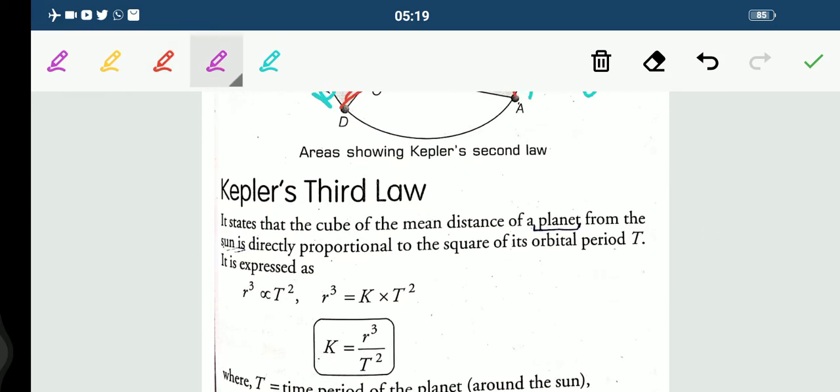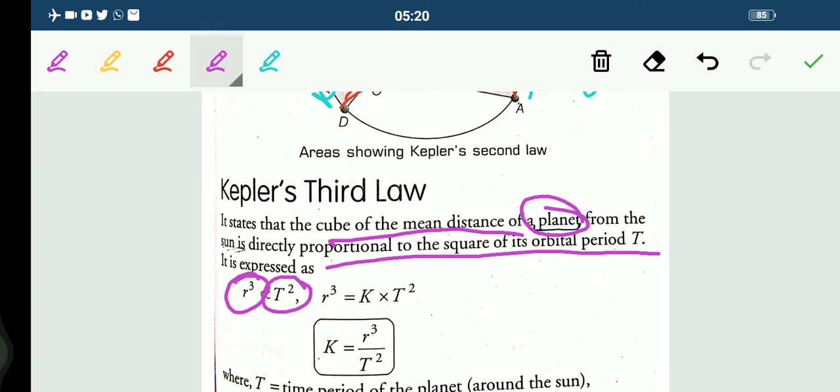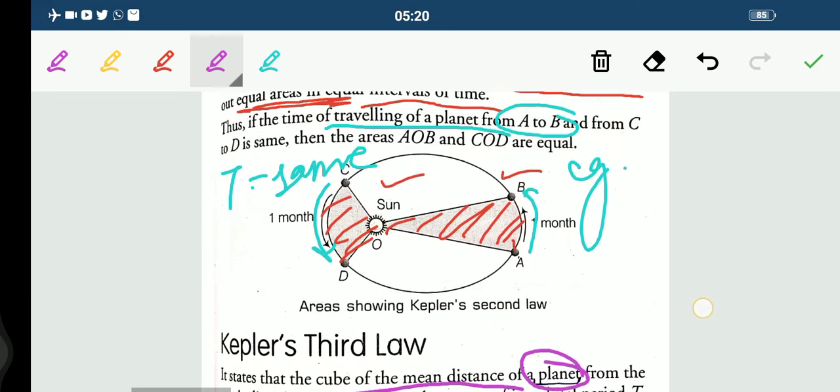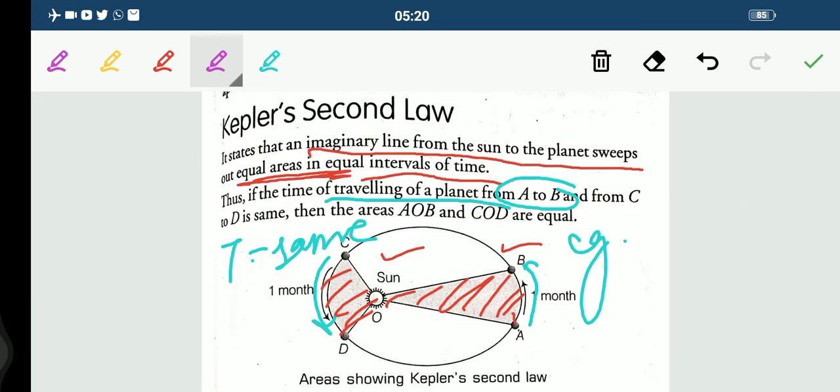Then here comes the third law, which states that the cube of the mean distance of a planet from the sun is directly proportional to the square of the orbital period. What does this mean now? R cube, that is the distance, is directly proportional to the time period squared. So if the distance is more, more time would be taken. If the distance is less, less time would be taken. So these were the three laws. You just need to revise and learn only the main point, that is the statement of all these laws. I hope this thing is clear.